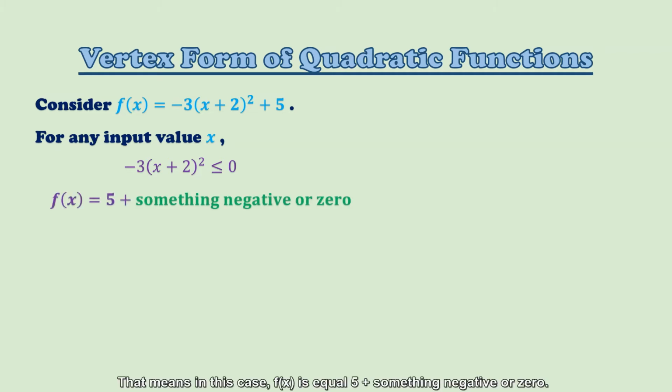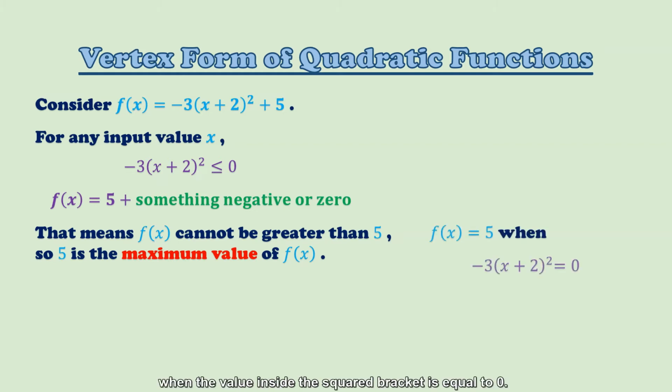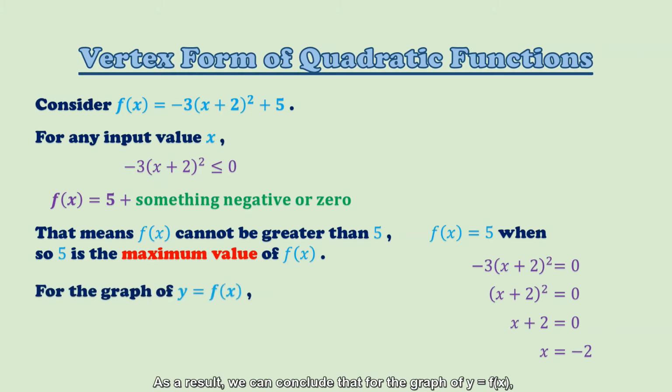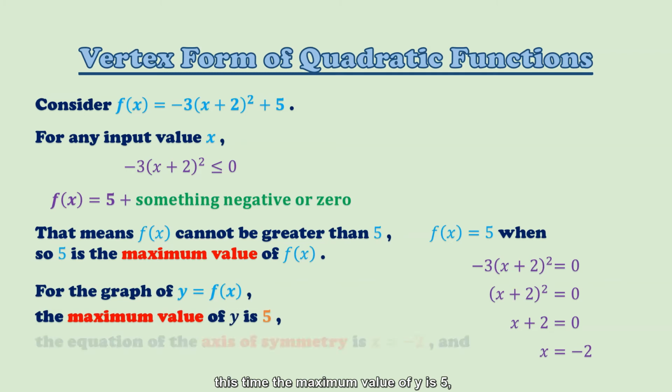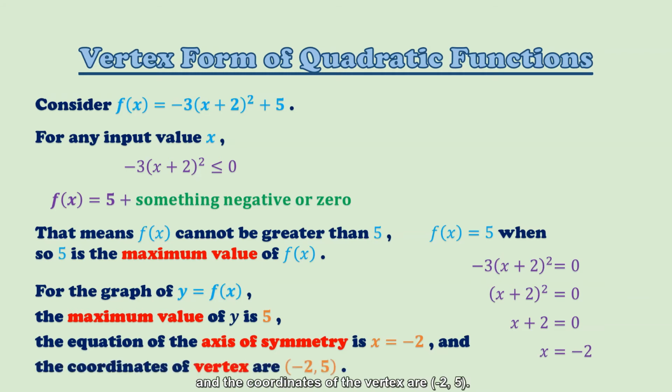That means in this case, f(x) is equal to 5 plus something negative or 0. In other words, f(x) in this case cannot be greater than 5. That means 5 is the maximum value of f(x). f(x) is equal to the maximum value 5 when the value inside the square bracket is equal to 0. That means when x is equal to minus 2. As a result, we can conclude that for the graph of y equals f(x), this time the maximum value of y is 5, the equation of the axis of symmetry is x equals minus 2, and the coordinates of the vertex are (minus 2, 5).